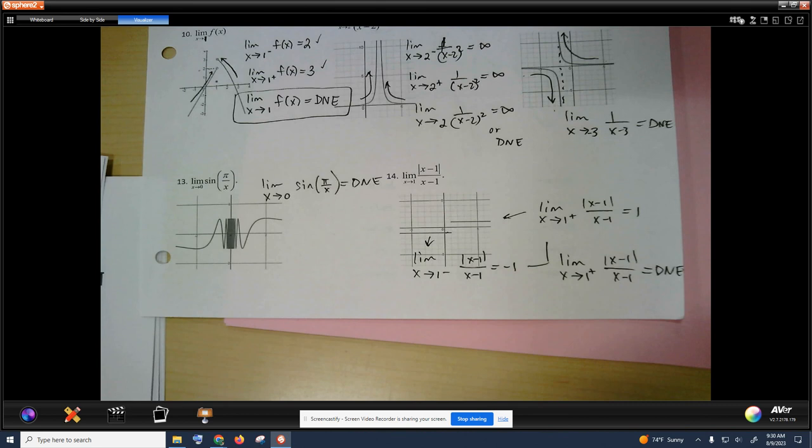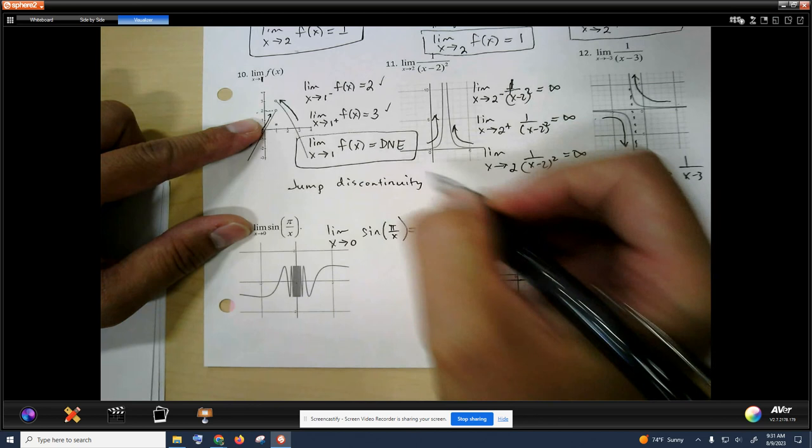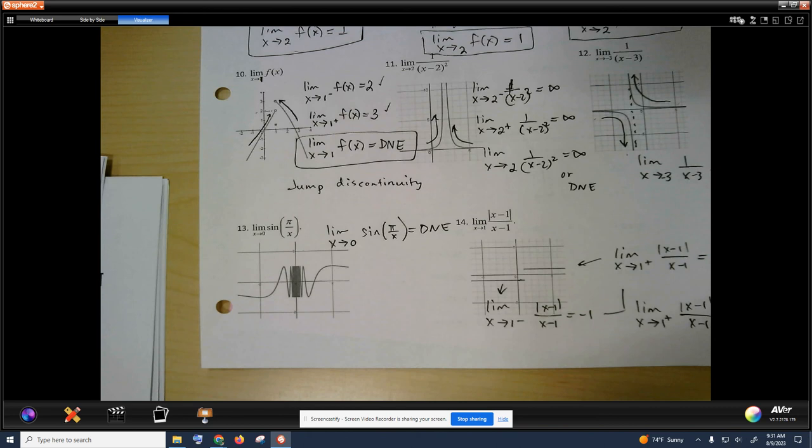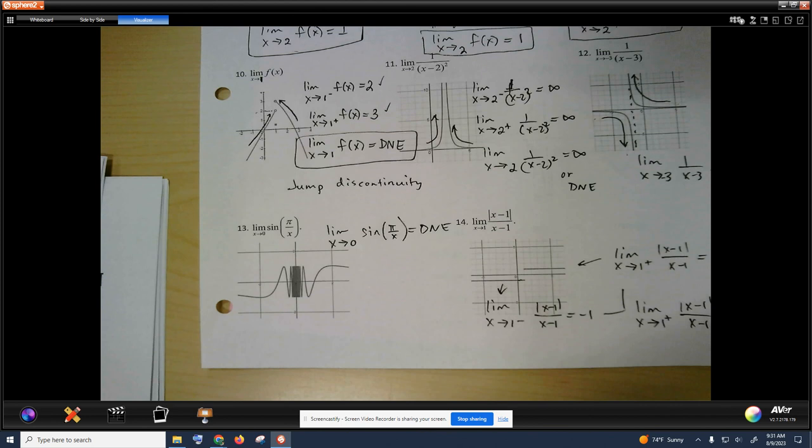Sometimes you guys might see these types of does not exist called jump discontinuities. You can use that as your justification as well. There's a jump discontinuity right at that location, x equals 1. You can see that there's a jump in the graph, and oftentimes that's going to cause the limit to not exist, because you can see the left won't equal the right.